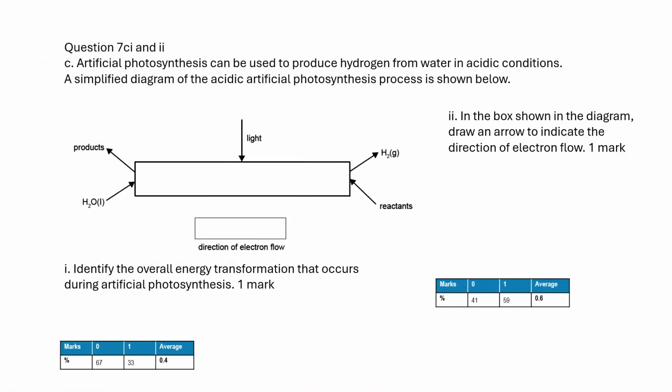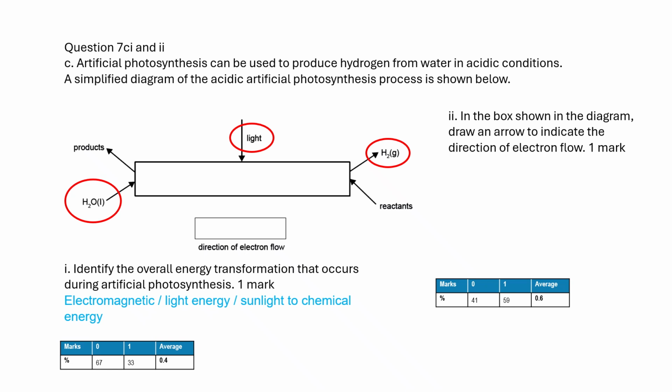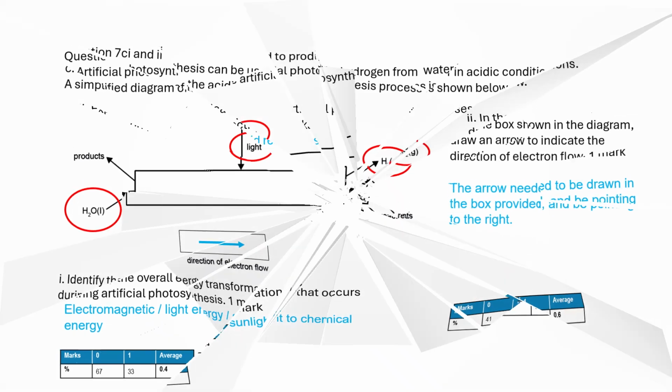In acidic conditions, artificial photosynthesis can produce hydrogen from water by transforming light energy into chemical energy. This process involves the flow of electrons from water to form hydrogen, with light as an electron pump, to drive this transfer.